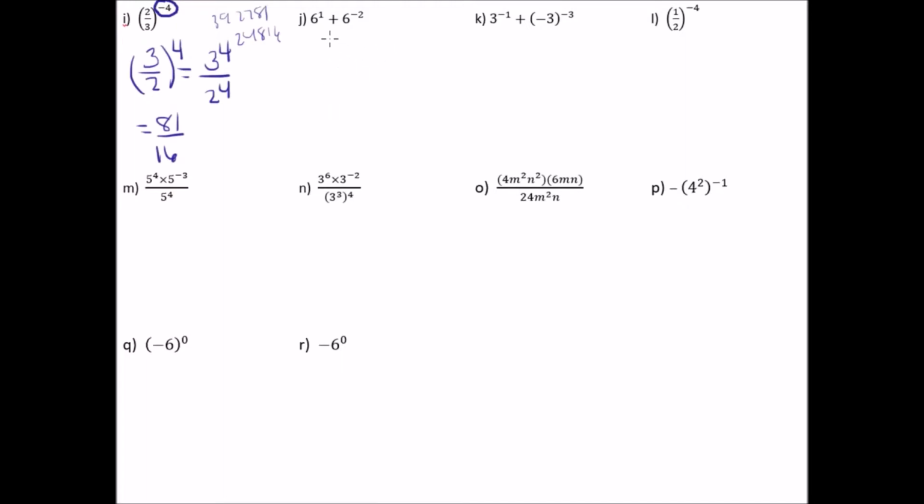Okay, I threw in J and K because a lot of times when students run into this positive, like we're adding 6 to the 1 and then 6 to the negative 2, what happens is students end up using exponent laws, but you can't for this because there's a plus. So exponent laws only work for, and I'll put it in the bottom corner, multiplication, division, and power to a power. Okay, so what's 6 to the 1? It's just 6. And what's 6 to the negative 2? Well, it's 1 over 6 to the 2. Okay, let's rewrite that: 6 plus 1 over 36.